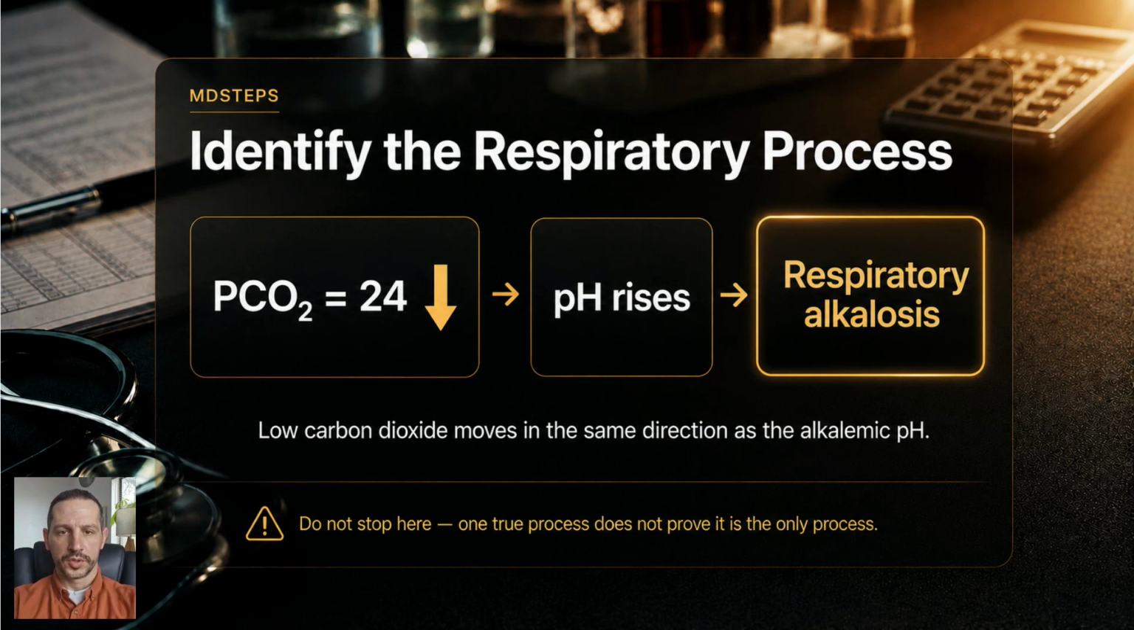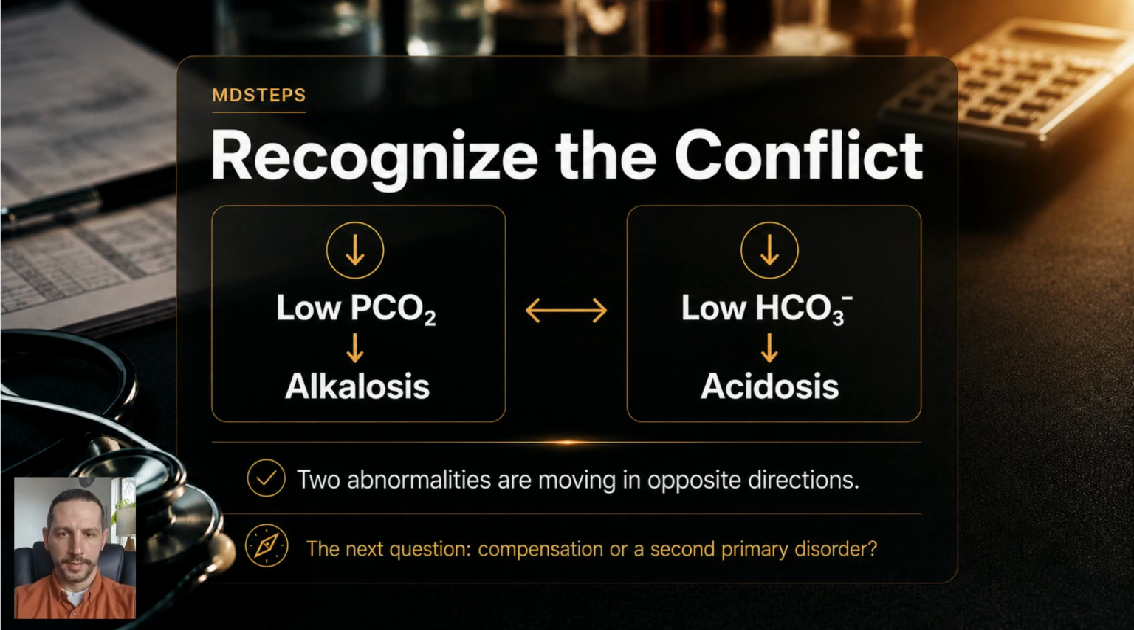This is where many students stop. They see an alkalemic pH, they see a low carbon dioxide, and they choose acute respiratory alkalosis. But identifying one true process does not prove that it is the only process occurring. We still need to account for the bicarbonate. Her bicarbonate level is 16. That is also low. But a low bicarbonate pushes the pH downward toward acidosis.